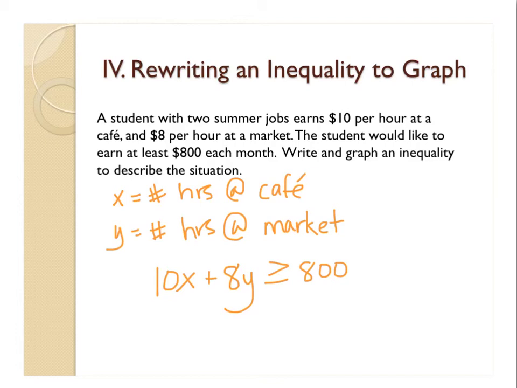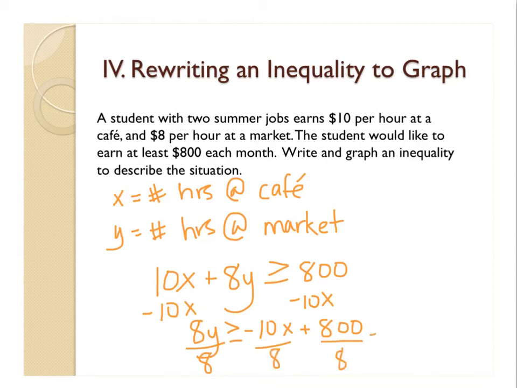So in order to graph that, we're going to need to solve it for y. So let's do that on this page before we go to the next page where the actual graph is. So I'm going to subtract 10x from each side. And think about how you're going to write that. 8y is greater than or equal to negative 10x plus 800. Divide by 8, divide by 8, divide by 8. And we have y is greater than or equal to negative 5/4 x plus 100 when we simplify. And that is what we will be graphing.